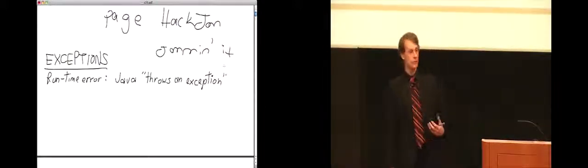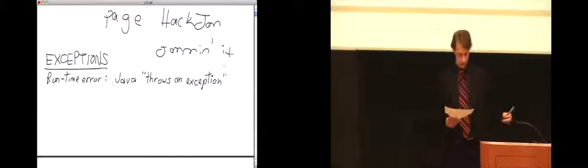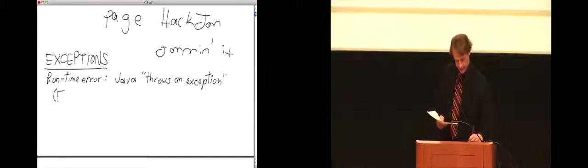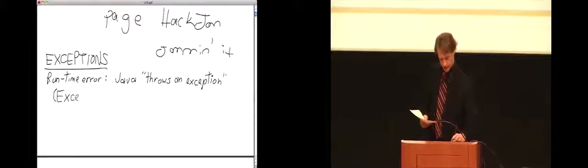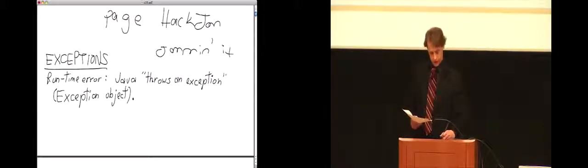An exception is an object in Java, and you can actually catch that object and stop your program from crashing when something goes wrong. So an exception is really an Exception object with a capital E. And again, you can prevent the error message by catching the exception.